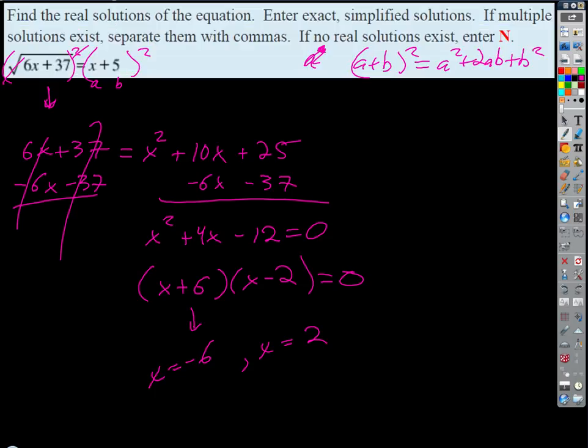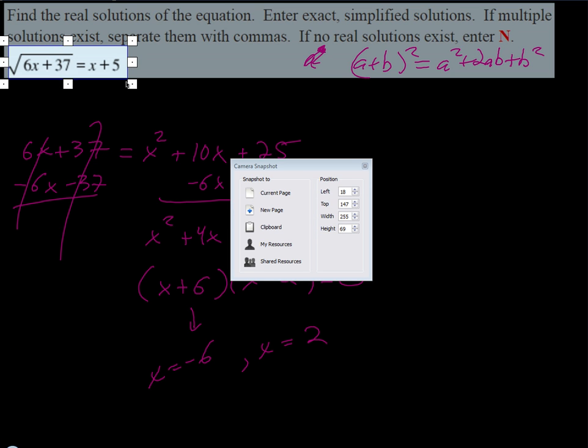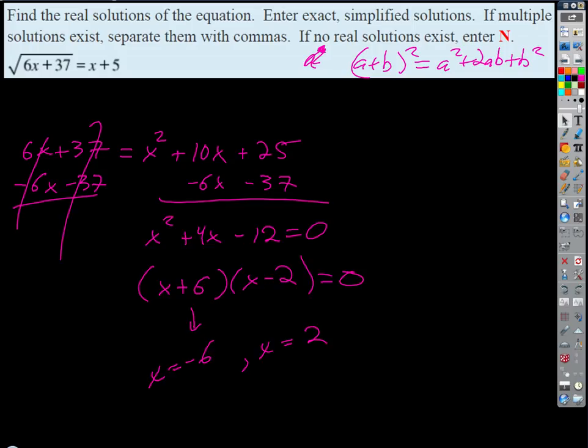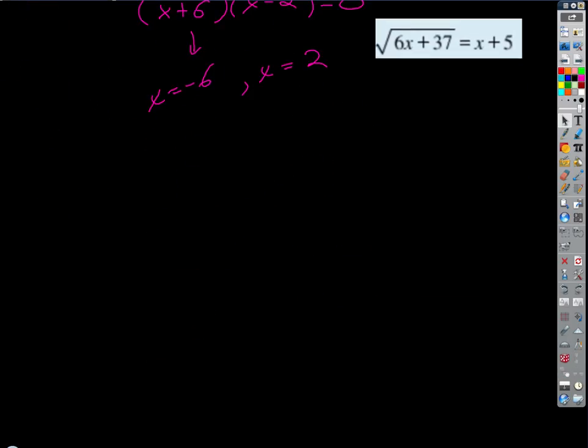So if we go back up and let me just do this. Okay, so I got to check them in that equation, right? So what if I plug in the negative 6? Do you see any problems right away? What's the right side going to be? Negative. Is that possible? Not possible, right? I can't get a square root equals something that's negative, for real numbers anyway.